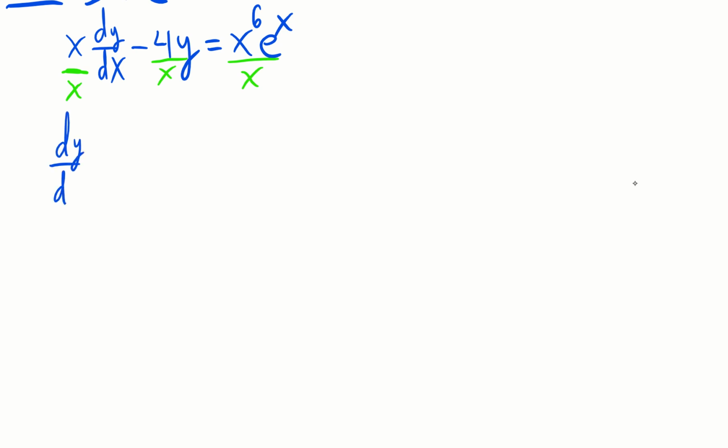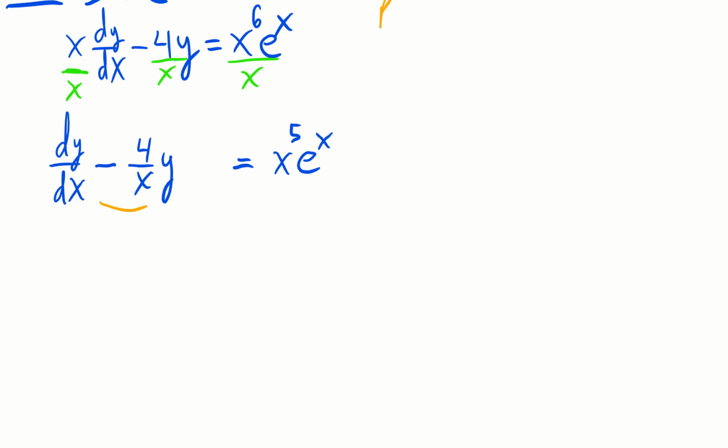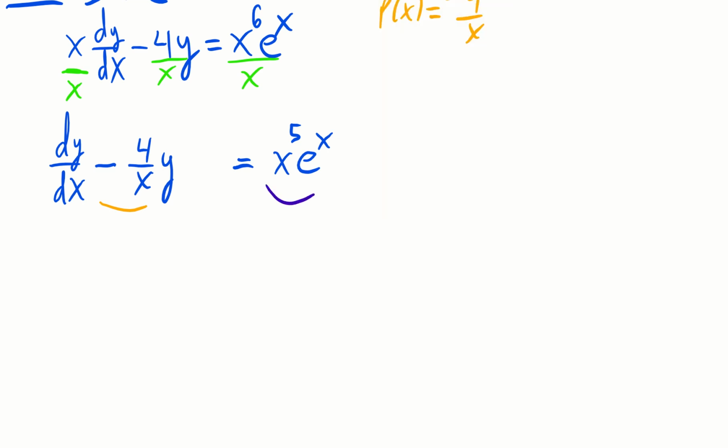We have dy/dx minus 4 over x times y, and this is going to be equal to, you can reduce this, x to the 5th e to the x. So what is playing the role of p(x) in this case is the negative 4 over x. The thing that's playing the role of f(x) in our standard form is x to the 5th e to the x.